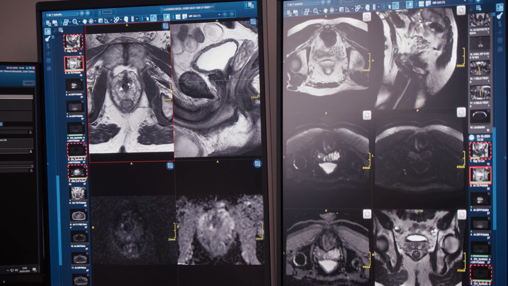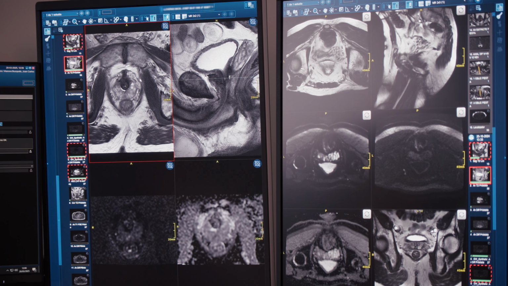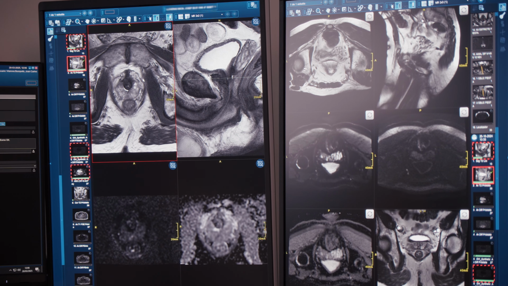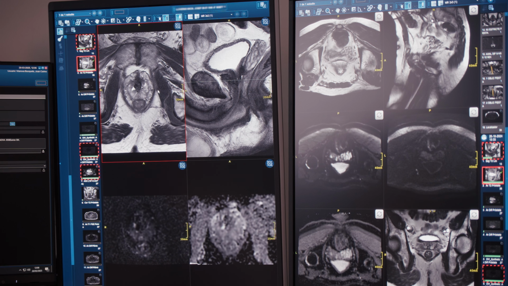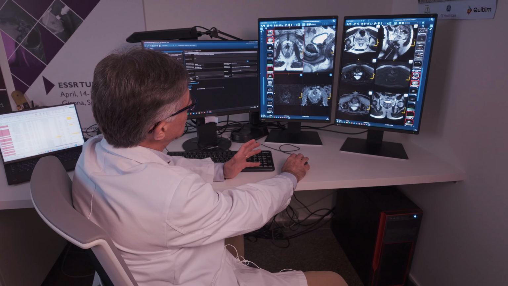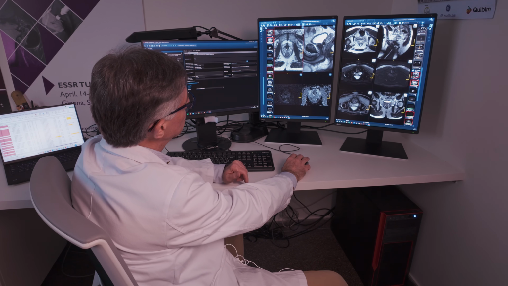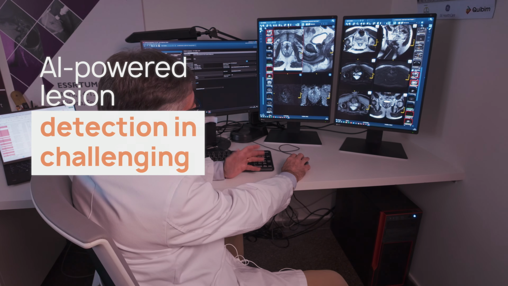And we have the peripheral zone left, which is the region where 80% of cancer is located. It can sometimes cause us problems if this heterogeneous area has any lesion. The T2 is very good for anatomy, but the key sequences are the diffusion.